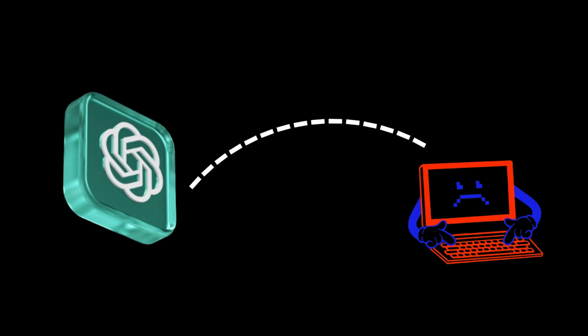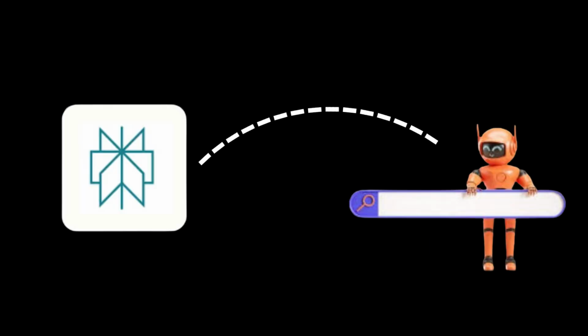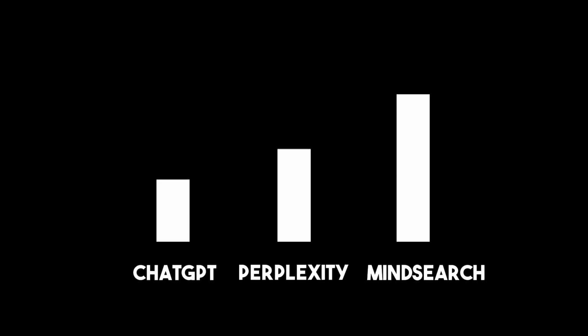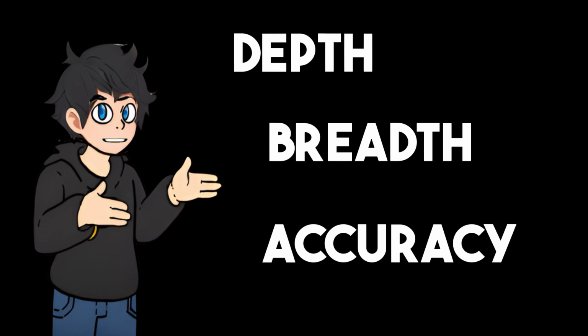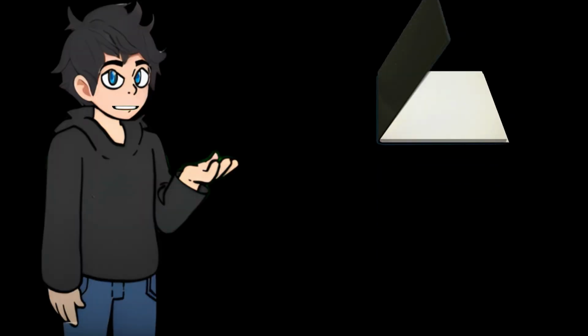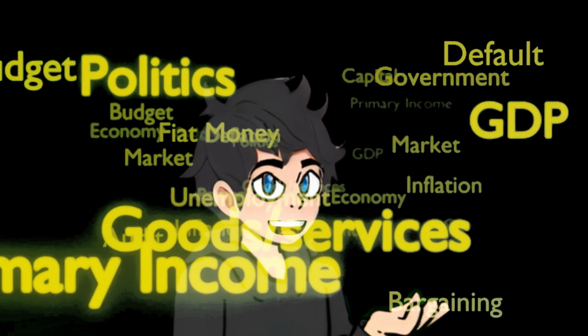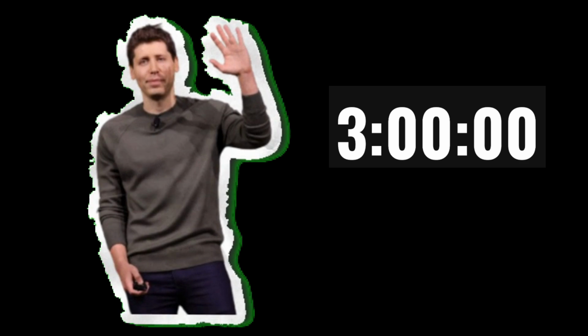However, one such innovation is MindSearch, an open-source alternative to SearchGPT and Perplexity, competing with ChatGPT, which can connect to the internet, and Perplexity, which specializes in AI search engines. MindSearch outperformed these two-star products in terms of depth, breadth, and accuracy. It can even collect and integrate more than 300 pages of relevant information in less than 3 minutes, a task that would take human experts about 3 hours to complete.